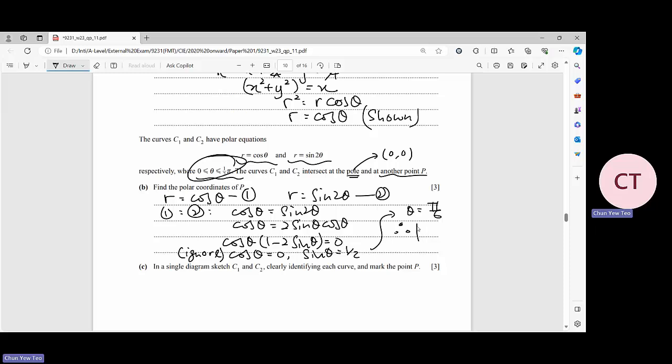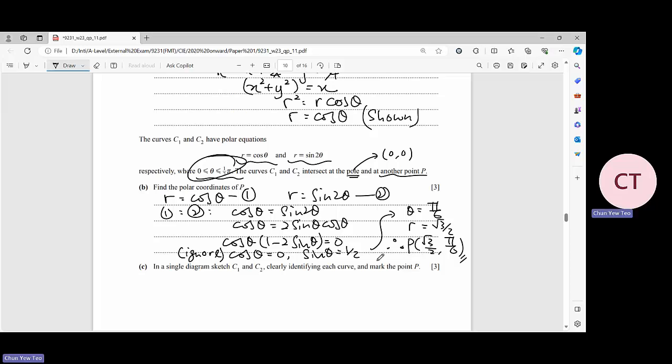So therefore, your P will be r. What is r? Oh, I forgot to find the r. When theta equals pi over 6, what is your cos? So theta equals pi over 6, your r is equal to cos pi over 6, which is root 3 over 2. So therefore, P is (root 3 over 2, pi over 6). That will be the polar coordinates of P. Done for part B.